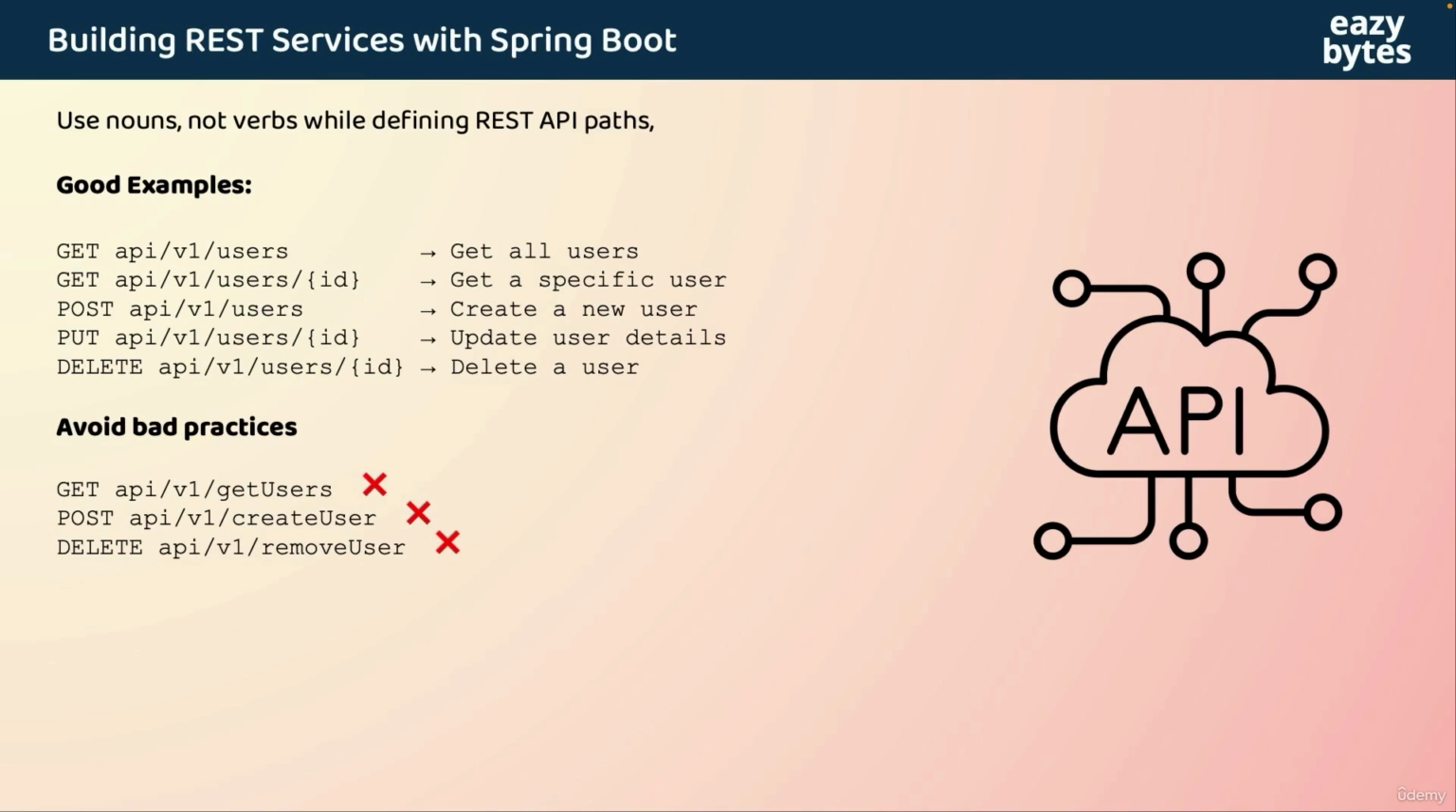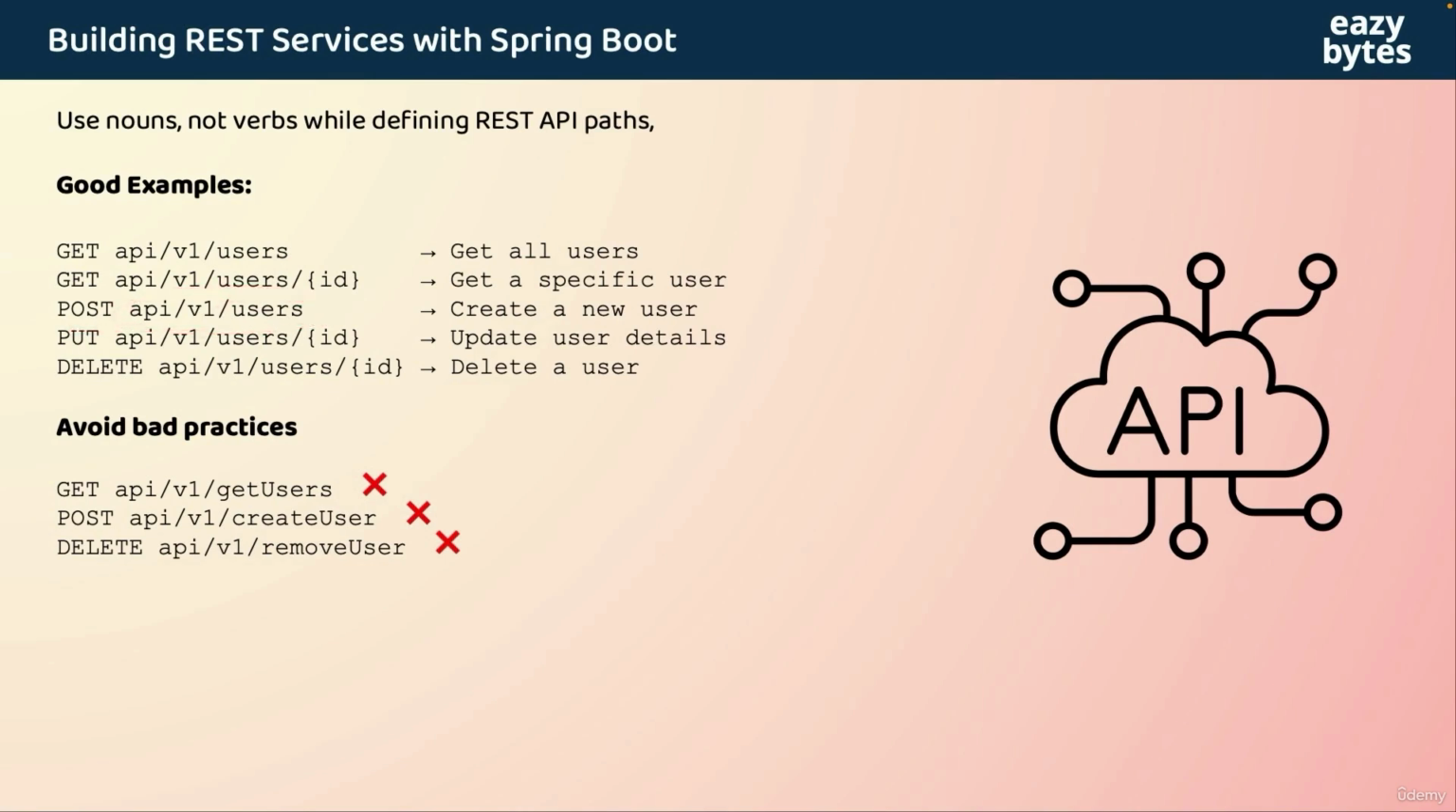To create a new user, you can use the same path, but since the client applications are going to use the post method to create a new user, the backend application can easily differentiate whether the client application is trying to invoke this API or this API. If they are trying to read the data with the help of get method, the first API is going to be invoked. Otherwise, if they are trying to create a new data with the help of post method, this third API is going to be invoked.